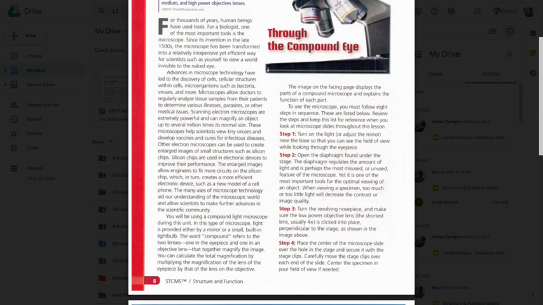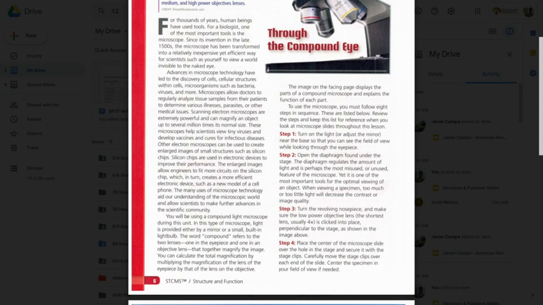To use the microscope, you must follow 8 steps in sequence. These are listed below. Review the steps and keep this list for reference when you look at a microscope slide through this lesson. Step 1. Turn on the light near the base so you can see the field of view while looking through the eyepiece. Step 2. Open the diaphragm found under the stage.